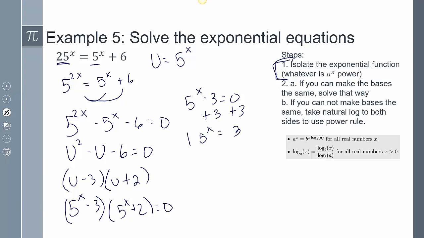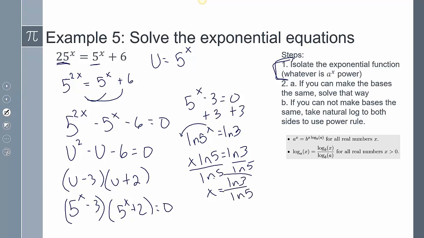Take ln to both sides. I can bring the x to the front, so it becomes x ln 5 equals ln 3. Divide both sides by ln 5, which is just the change of base formula. And so I get x is ln 3 over ln 5. And I do the same thing to the other one.